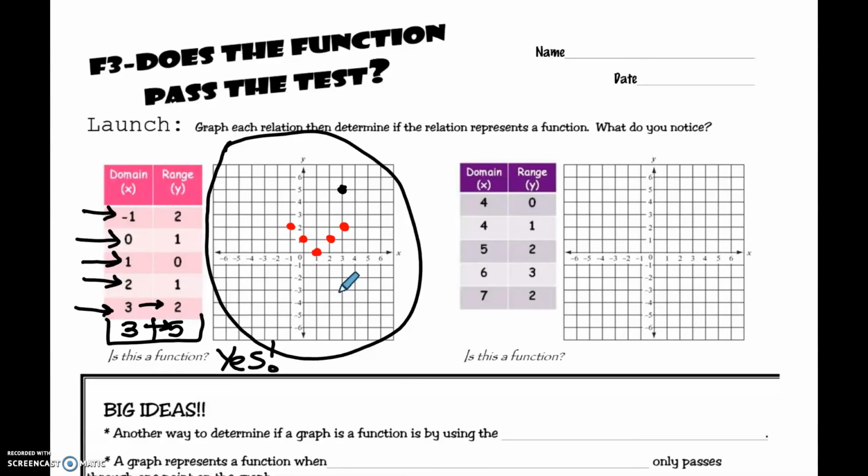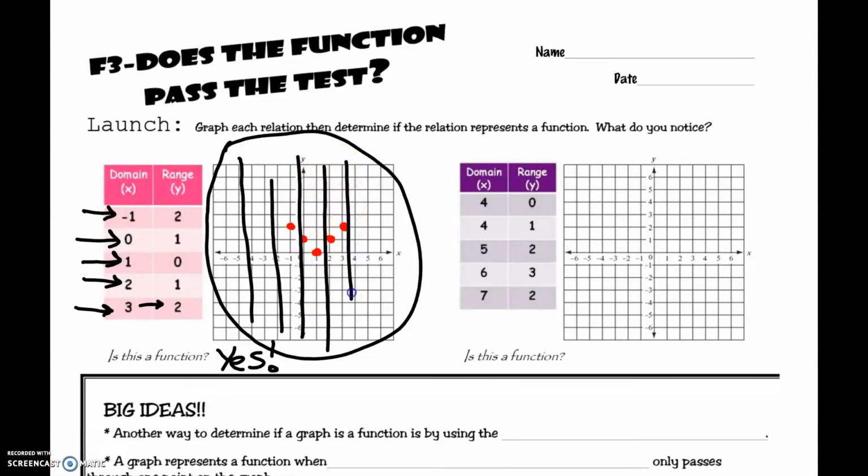But remember, that point was not part of our graph, so that is showing us that there is a function here. Basically, if you can draw vertical lines down your entire paper and only hit each part of the graph once, you know that you have a function. This is kind of like a quick shortcut to figuring out whether a graph is a function or not.